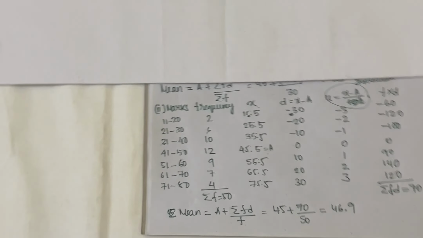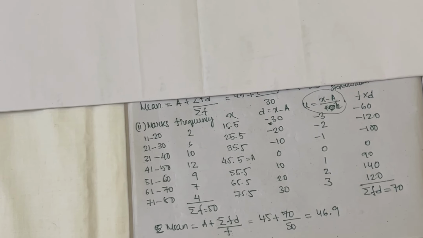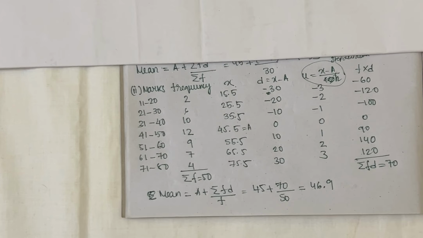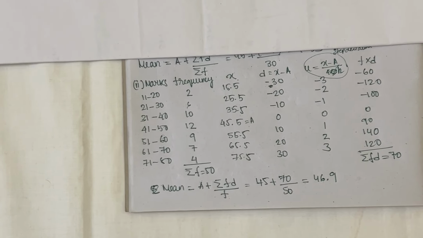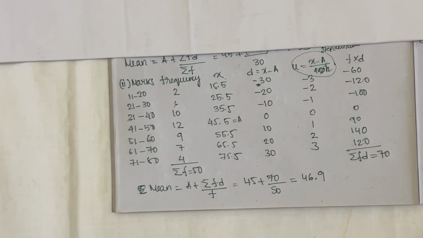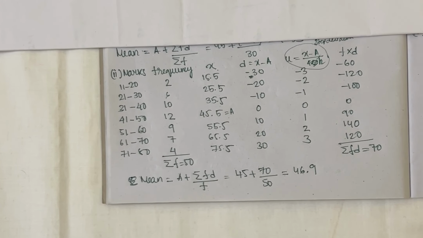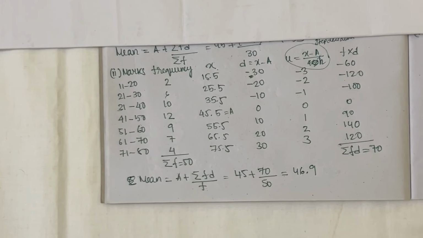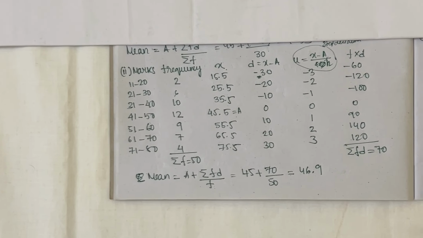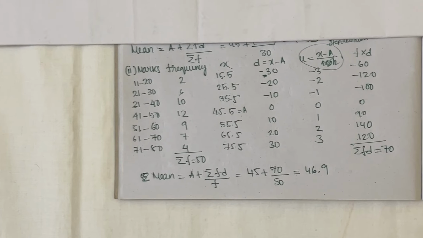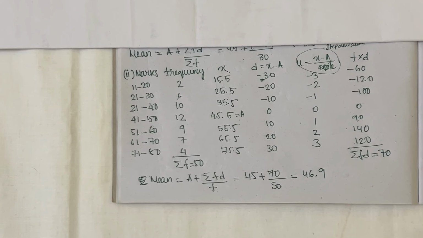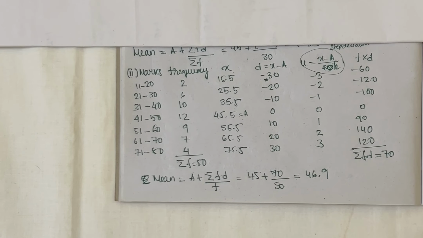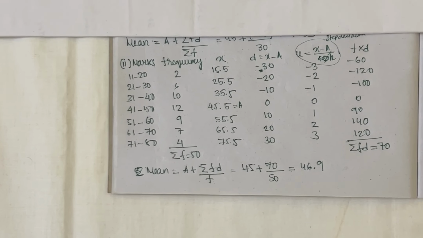x, we know the mid values, how to find them out. 11 plus 20 divided by 2. Now we get 15.5, 25.5, 35.5, 45.5, 55.5, 65.5 and 75.5. On this we take the assumed mean as 45.5. We know d is equal to x minus A. Now putting the values, minus 30, minus 20, minus 10, 0, 10, 20, 30. u, that is x minus A by h, that is the step deviation.